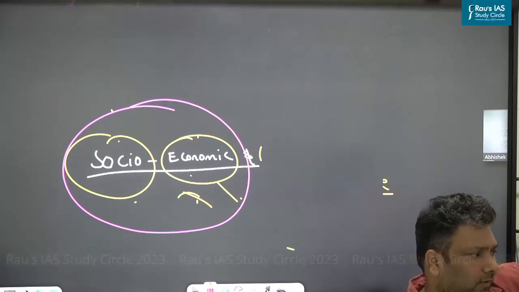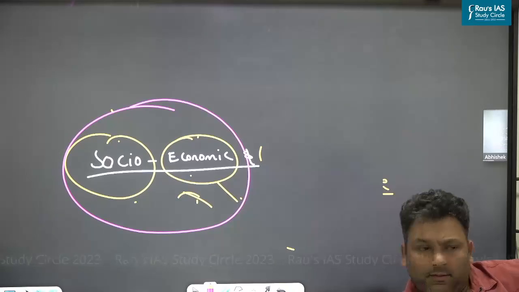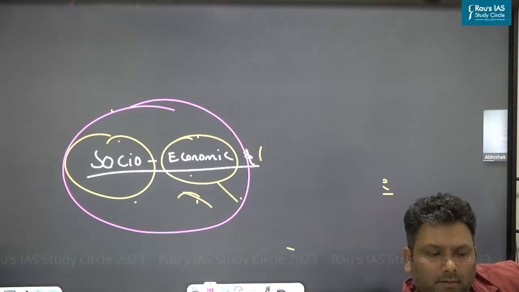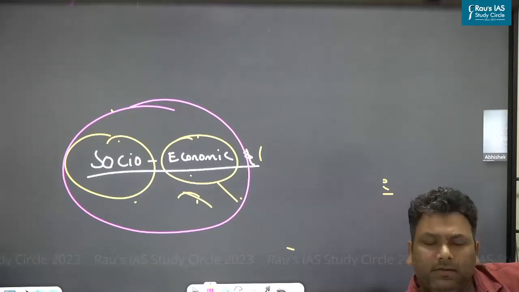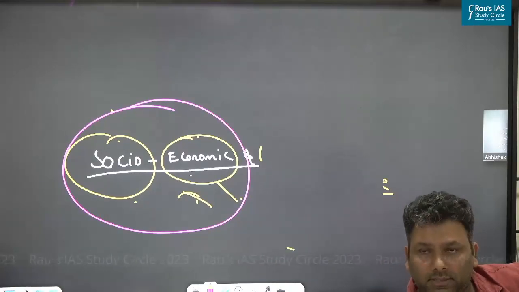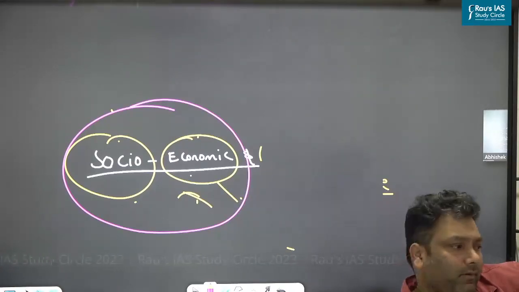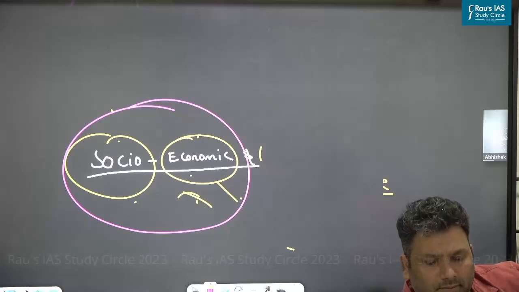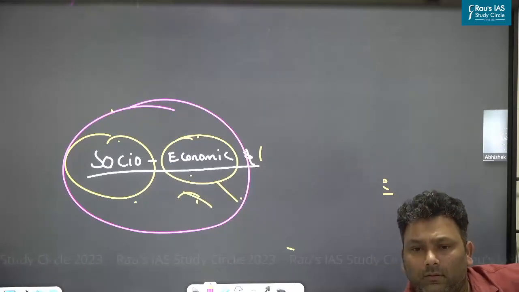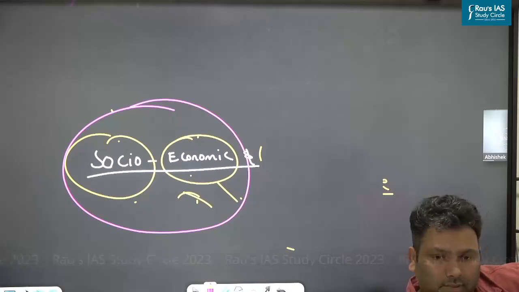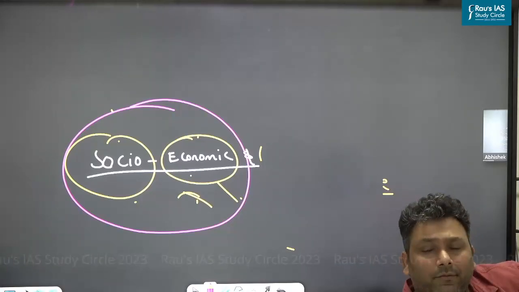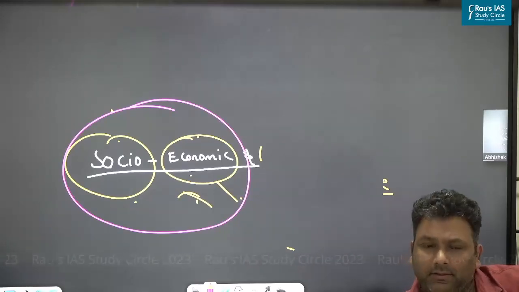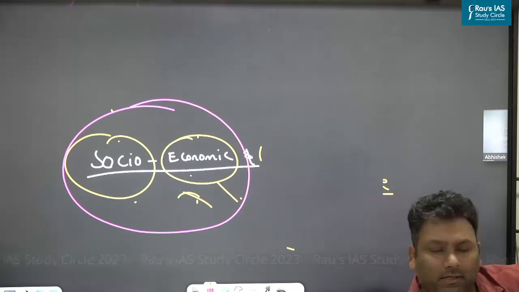Next point. The theory traces the changes in the demographic profile across 4 stages. In bracket, you can write 5th and 6th stage were added later.